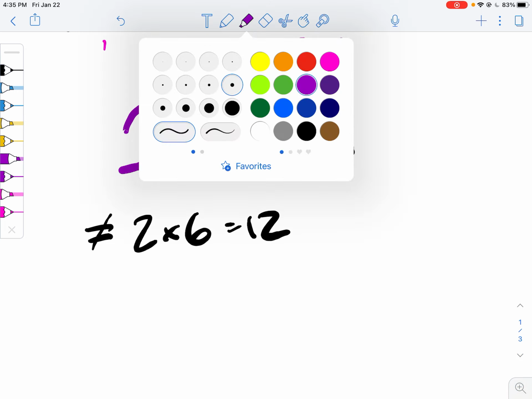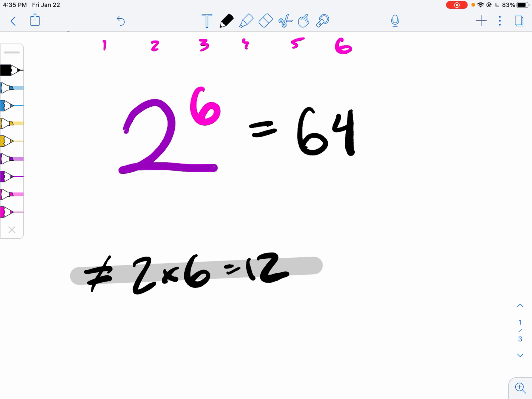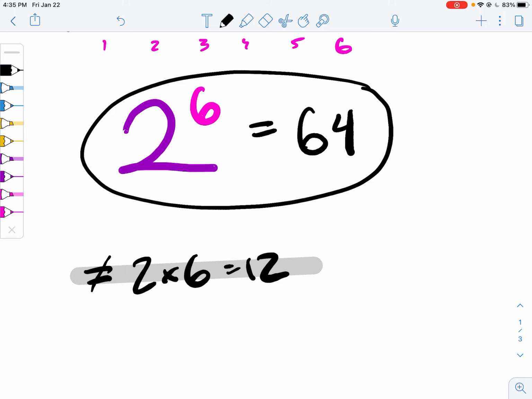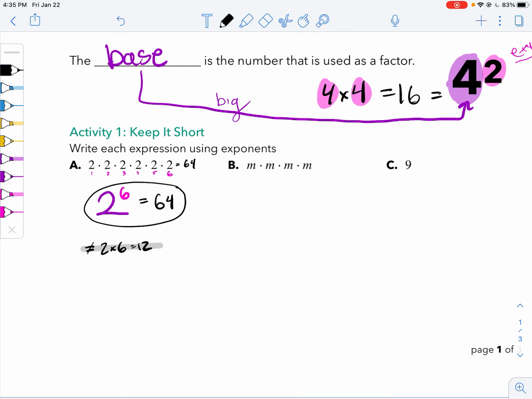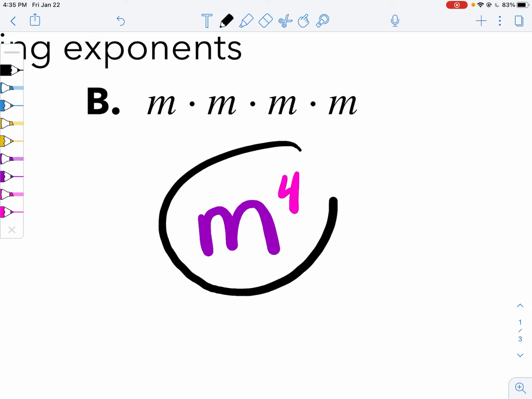Actually, I want to cross that with a highlighter so that you can still see it. That is not true. 2 to the 6th is 64 because it's 2 times 2 times 2 times, etc. Let's do another one. Here, what are we multiplying? We're multiplying m. How many times are we multiplying m? 1, 2, 3, 4. 4 times. So this is m to the 4th power.